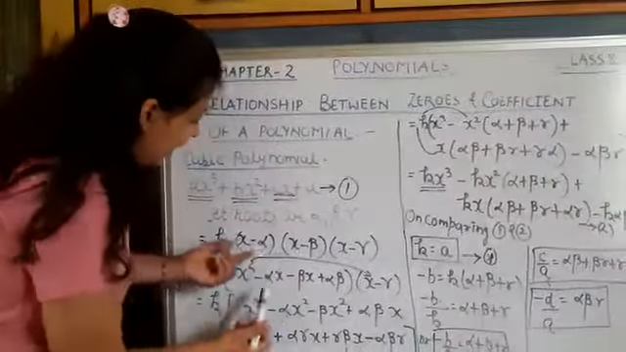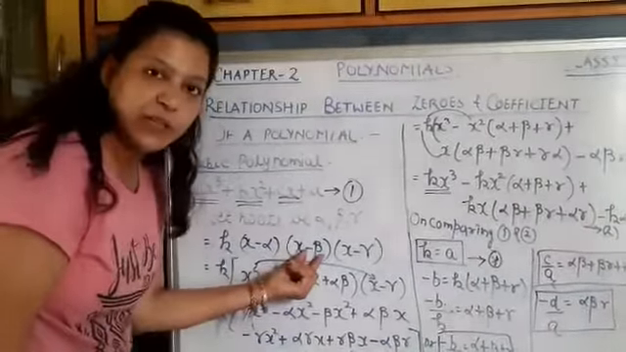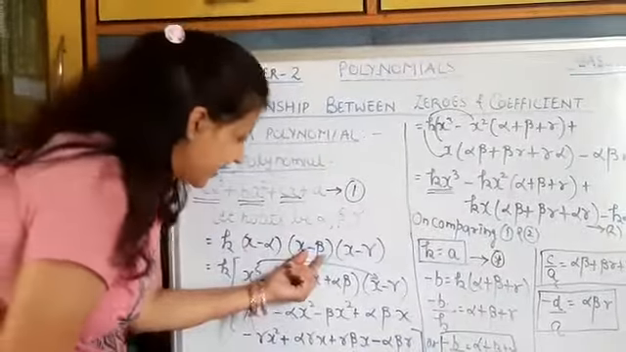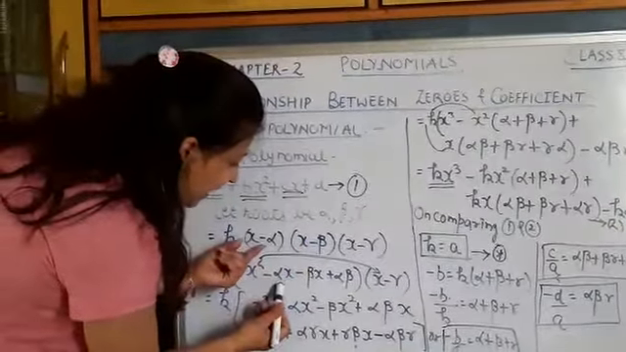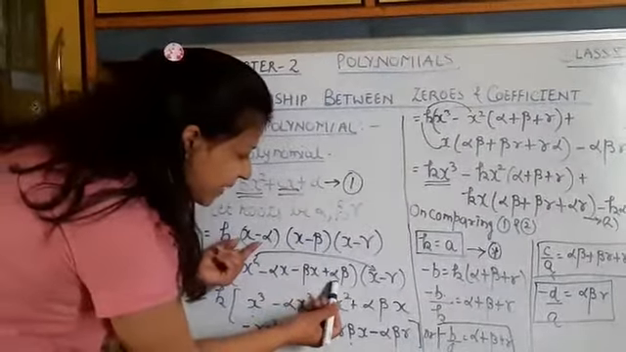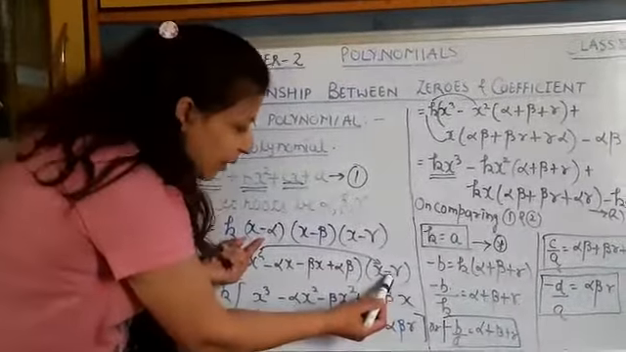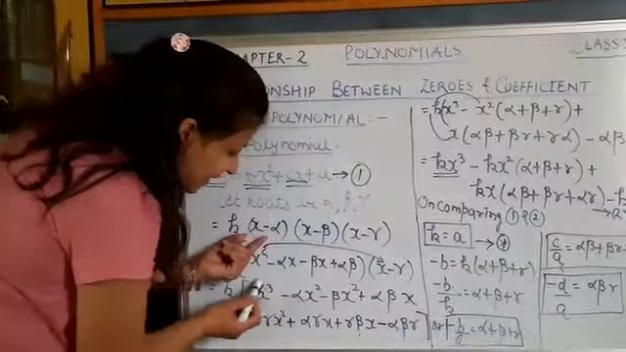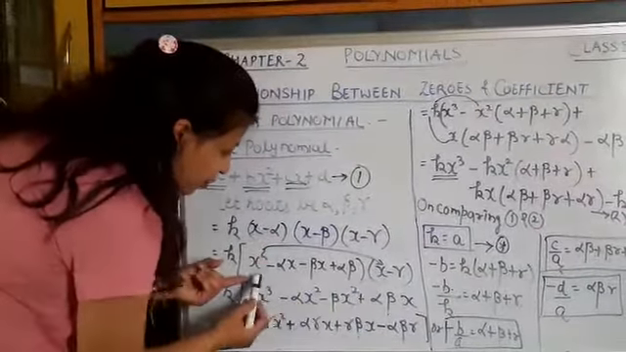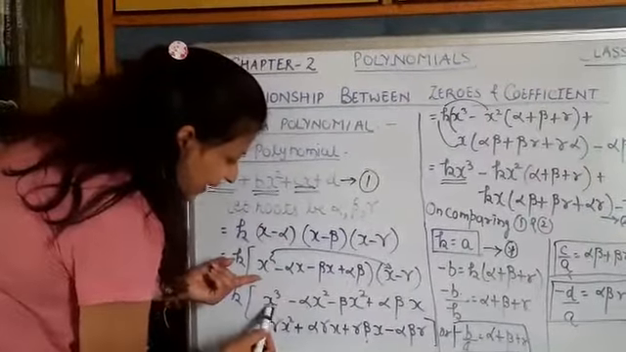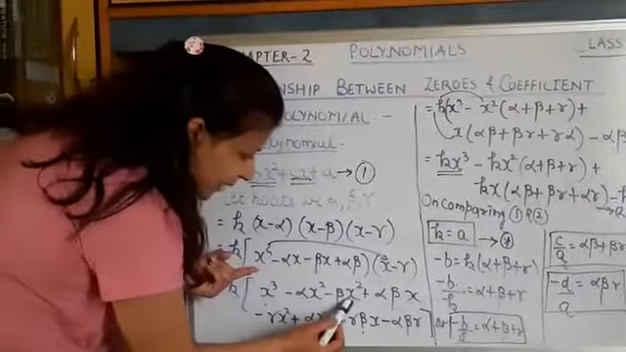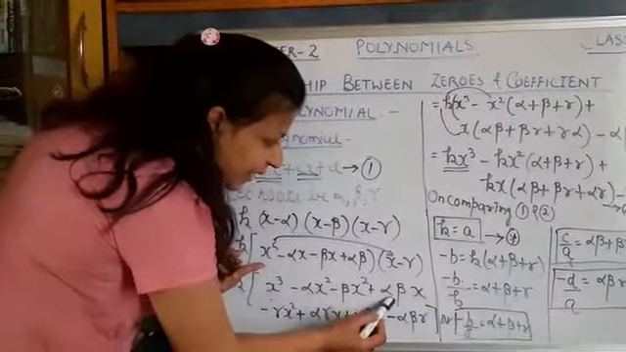Now, x minus alpha and x minus beta, I will multiply these two factors. What will I get? x square minus alpha x minus beta x plus alpha beta, and x minus gamma as it is. Now what will I do? I will multiply this polynomial with x minus gamma. With x, what will I get? x cube minus alpha x square minus beta x square plus alpha beta x.